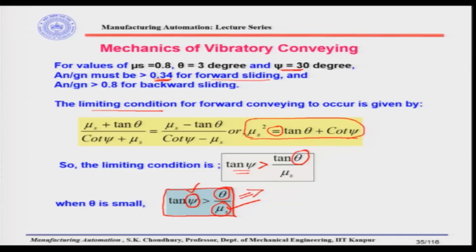So, as now you know that for parts to move along the track, ultimately what we need is this condition to be satisfied. That means accordingly you have to design your track inclination angle, accordingly you have to design the springs, accordingly you have to select the electromagnet.